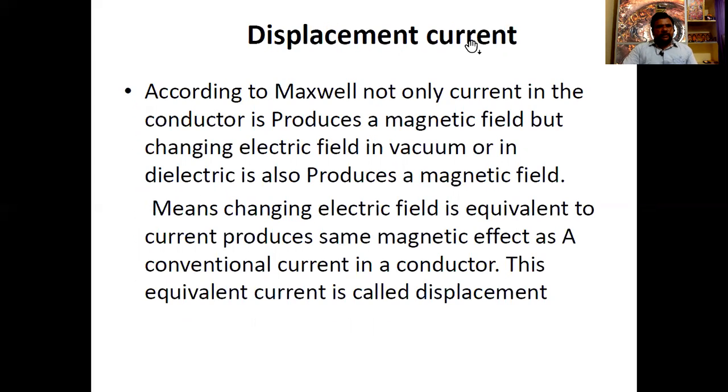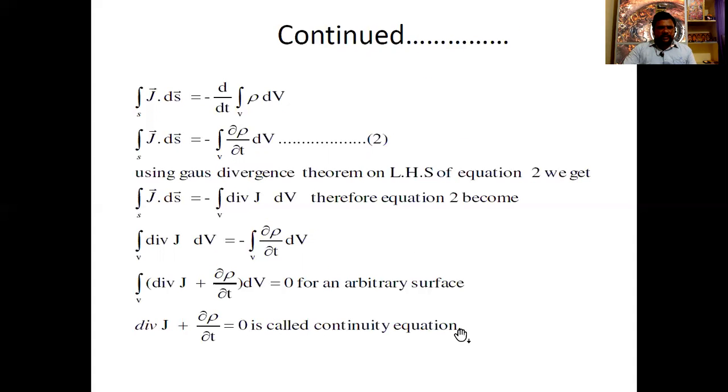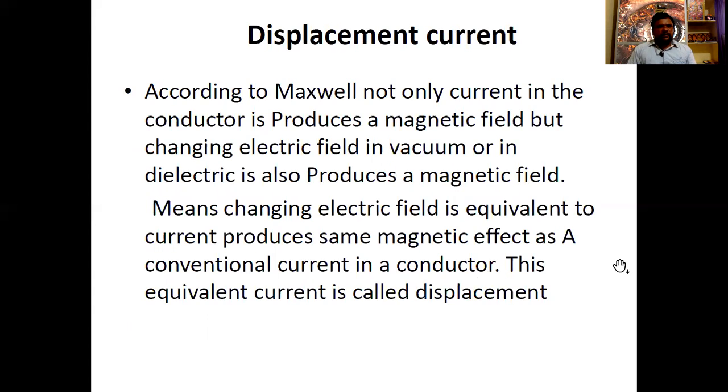Here the concept of displacement current comes, because this is a continuity equation in electricity and magnetism. But because of some reasons, Ampere's law, what we have discussed earlier, is not a complete form. It has been modified to suit this continuity equation. So that's why Maxwell proposed a modification to Ampere's law. There the concept of displacement current comes.